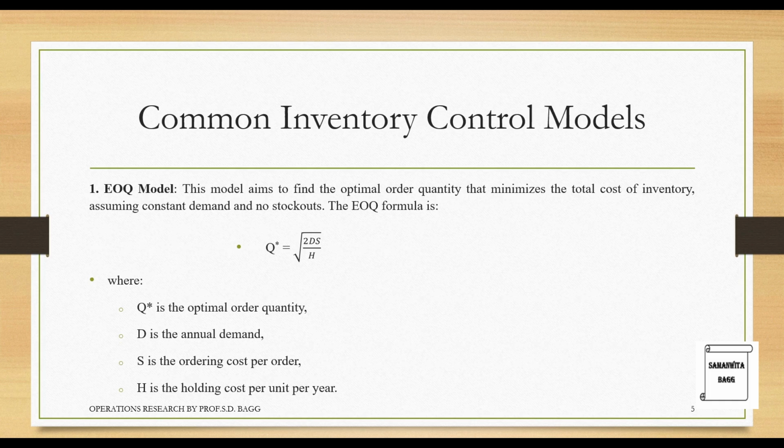Now we'll talk about some common inventory control models. The first is the EOQ model. This model aims to find the optimal order quantity that minimizes the total cost of inventory, assuming constant demand and no stockouts. This is very important because you need to understand what the EOQ model is. It is going to minimize your total cost of inventory, and here you have to assume that there is constant demand and no stockout. No stockout means you're not running out of material, so you don't have to place orders again and again.